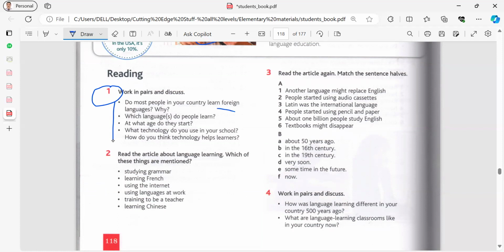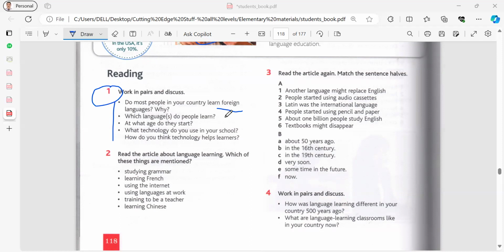Foreign languages, I mean, maybe a second language: English, German, Chinese. This is what we mean by a foreign language. Yes, I think so. Do you agree? Yes, I agree. That's why you are studying. You are studying English to learn a foreign language, or a second language for you.